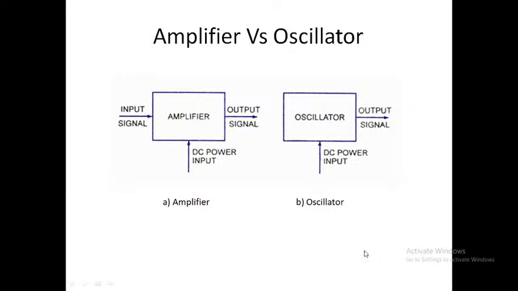In the amplifier section you can see there is an input signal, and with the help of DC power input you are going to amplify the output signal. But in an oscillator you don't need any input signal. So you may wonder what kind of input signal you will give to generate oscillations or a sinusoidal signal. It is called a generator, so you cannot give, or it does not require, any kind of input signal.